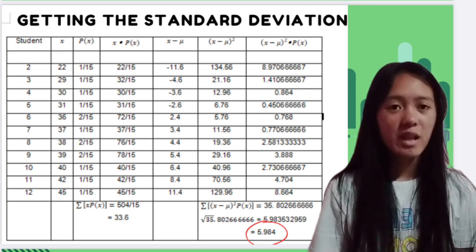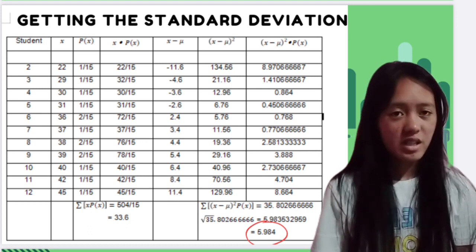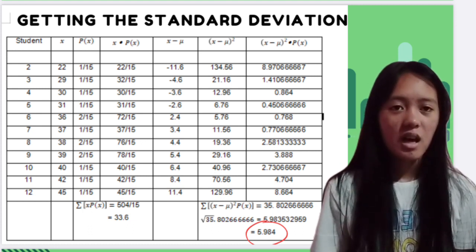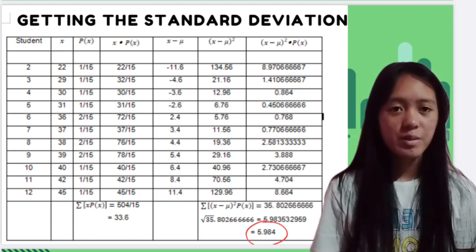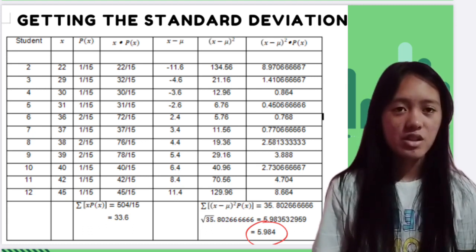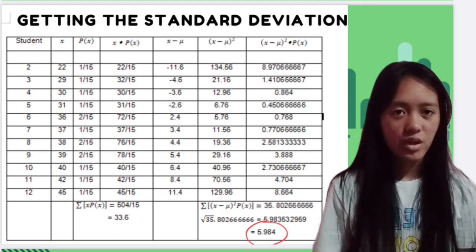And by multiplying, adding, and dividing, we find out that our mean for our problem is 33.6, while our standard deviation is 5.984.